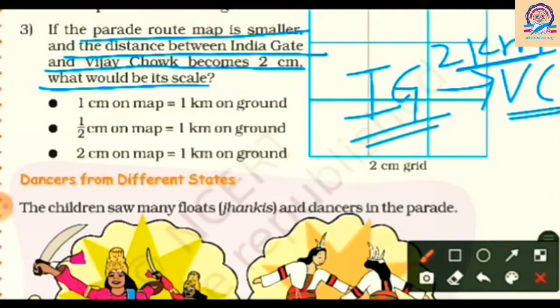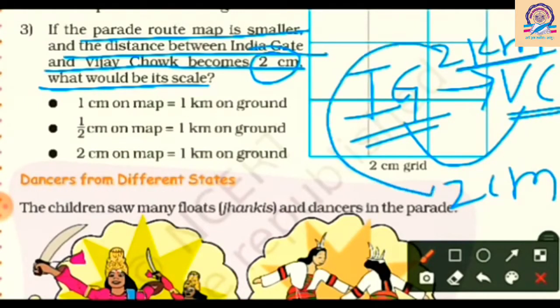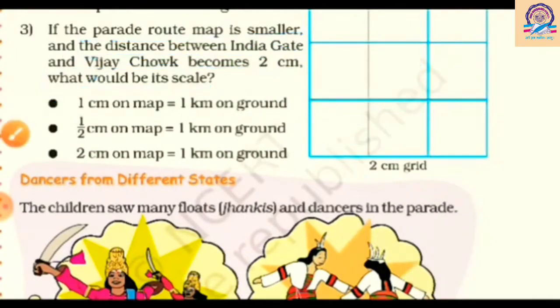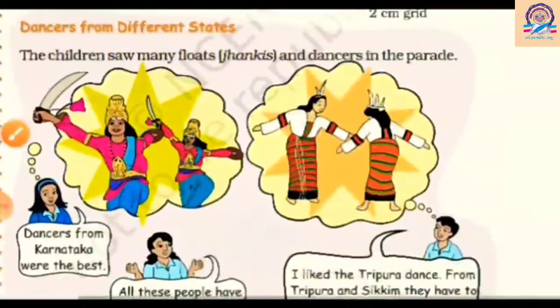The distance between India Gate and Vijay Chowk becomes 2 centimeter. And the actual distance is how much? 2 kilometer. So if 2 centimeter is equal to 2 kilometer, then we can say that 1 centimeter on the map is equal to 1 kilometer on the ground. So our option is A, that is 1 centimeter on a map equals 1 kilometer on the ground.